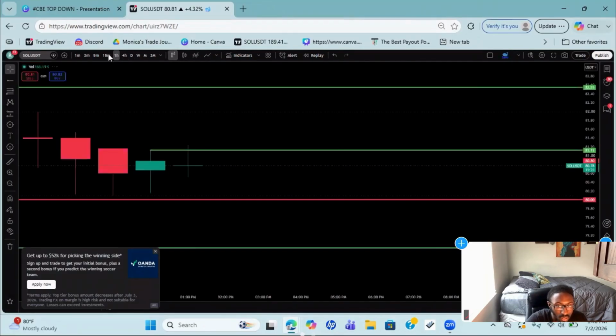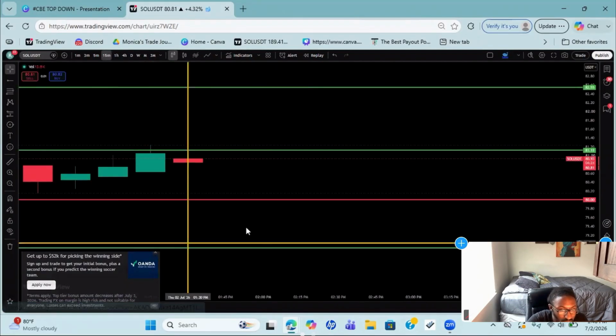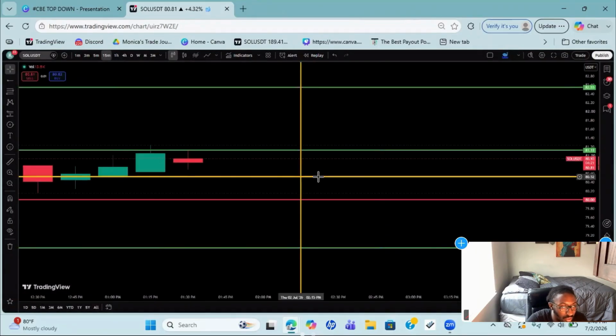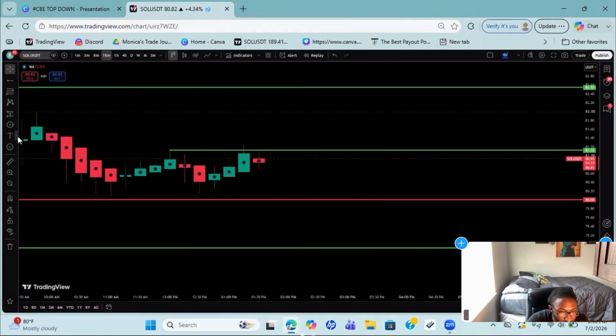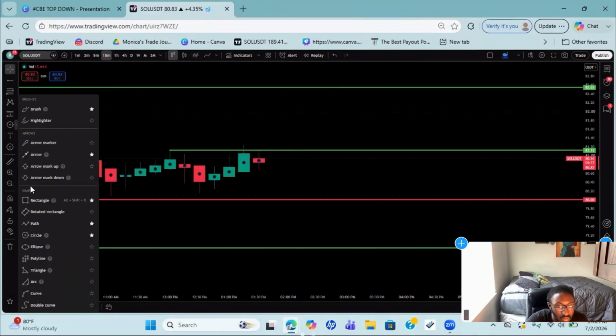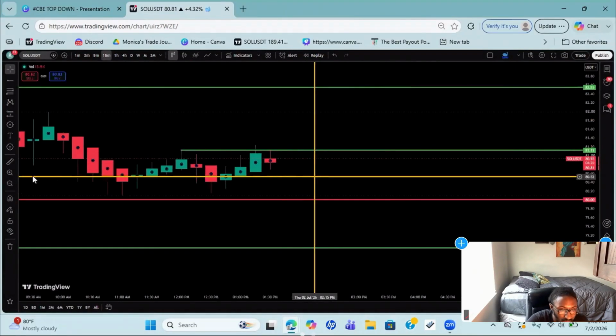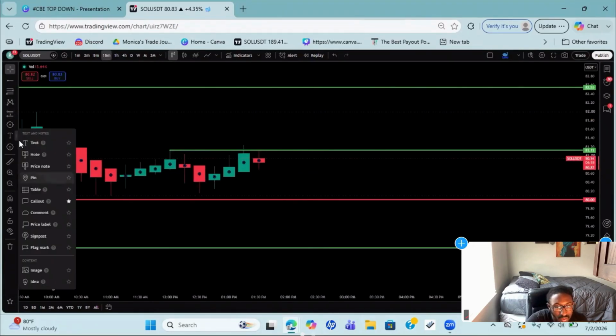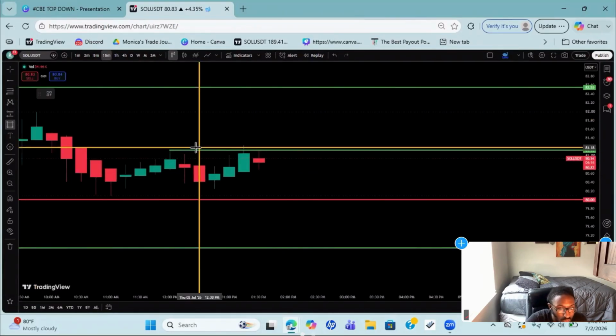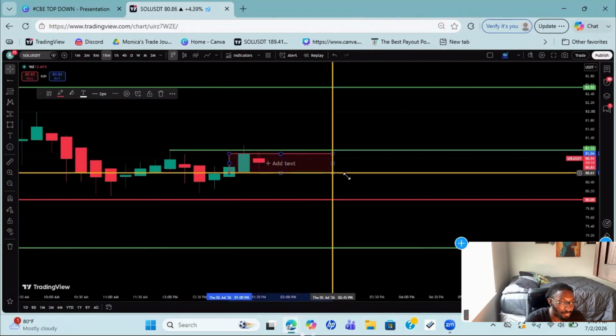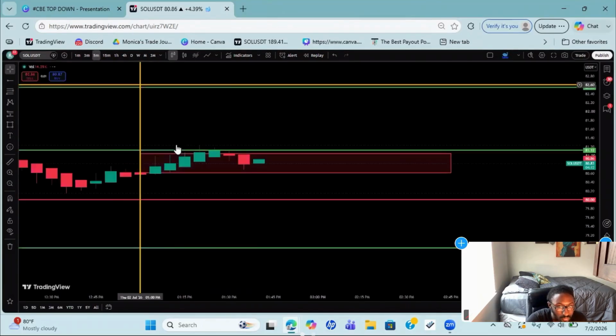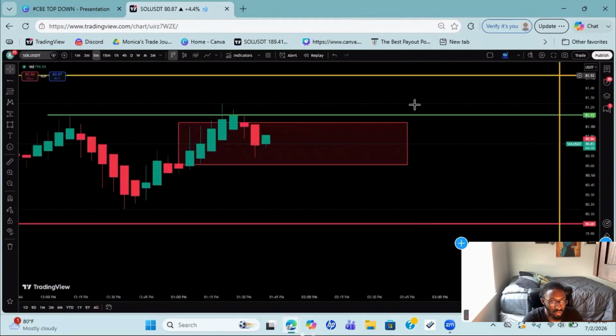Drop down to the 15 minute, same thing. Are we in a current range? How do you see the range? You need to see a candle close inside of a previous candle. Perfect. Let's see the 5 minute. 5 minute, not that clear. Let's see the 3 minute. 3 minute, not that clear. But there is one here. And boom, that's it.